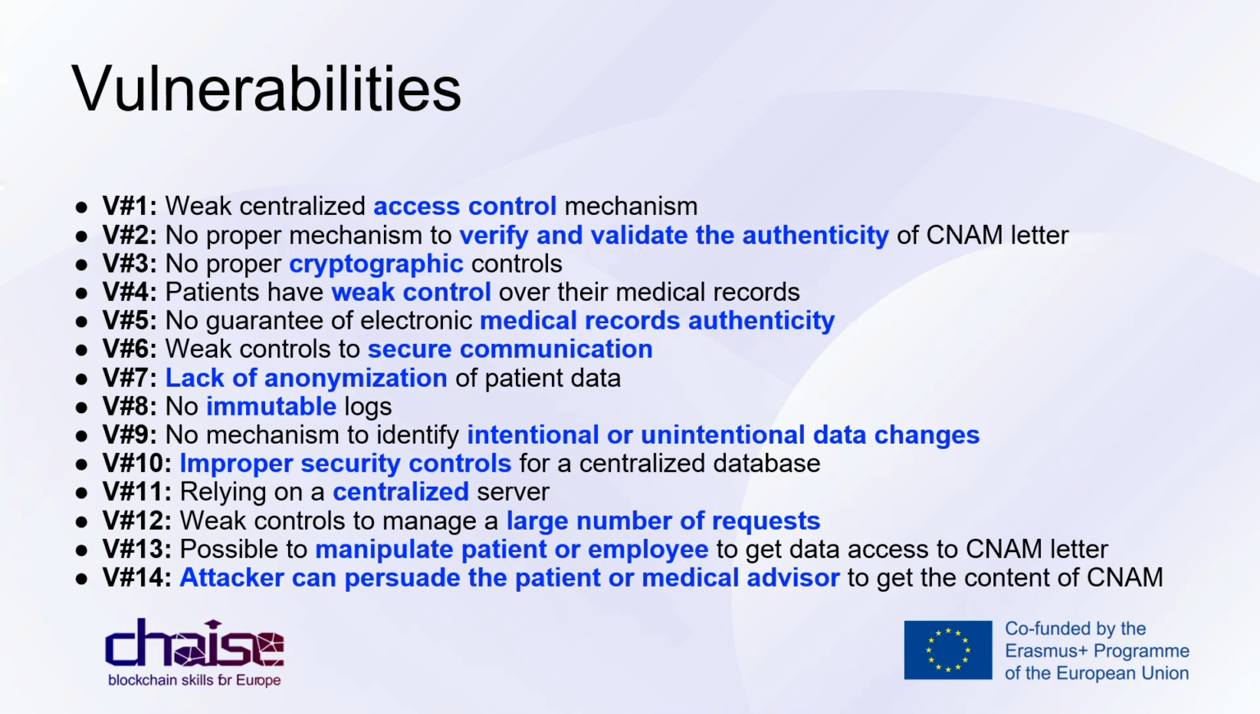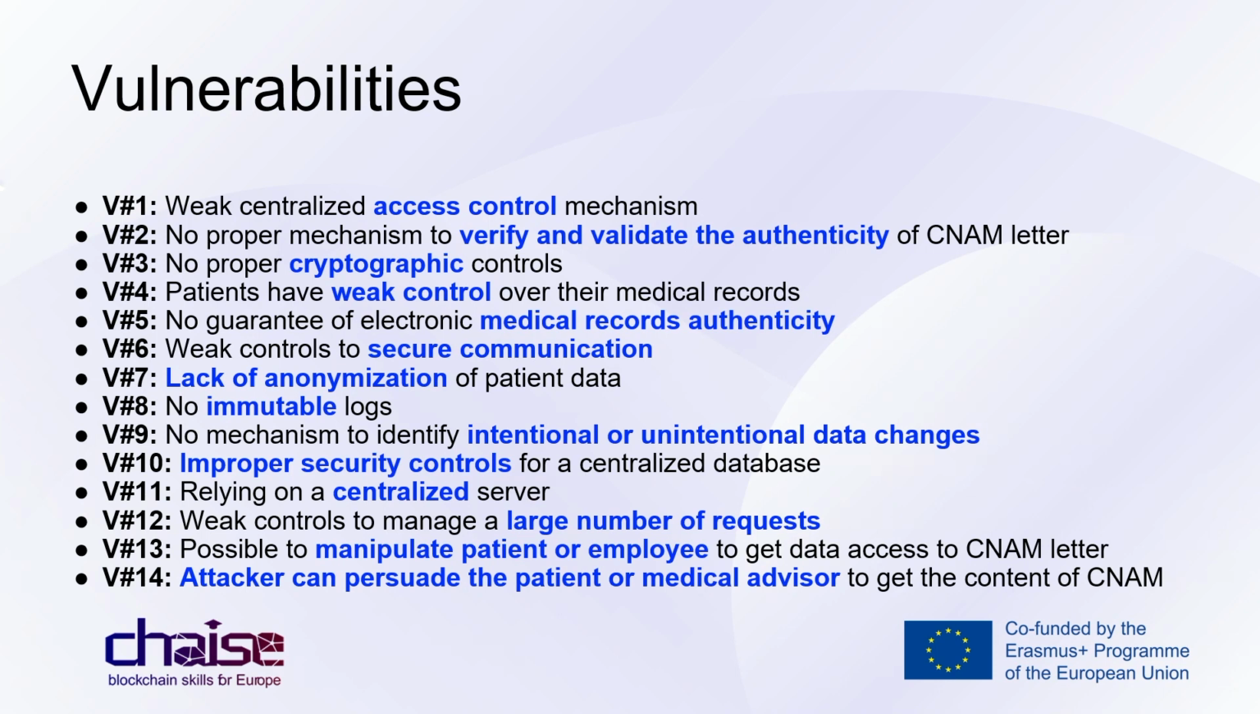The second vulnerability is related to no proper mechanism to verify and validate the authenticity of the CNAM letter. For instance, there may be changes or modifications done either intentionally or unintentionally, and the system does not contain a functionality to verify and validate the authenticity of the CNAM letter. Vulnerability 3 is related to no cryptographic controls, or weak cryptographic controls which are easier to be attacked by malicious users.